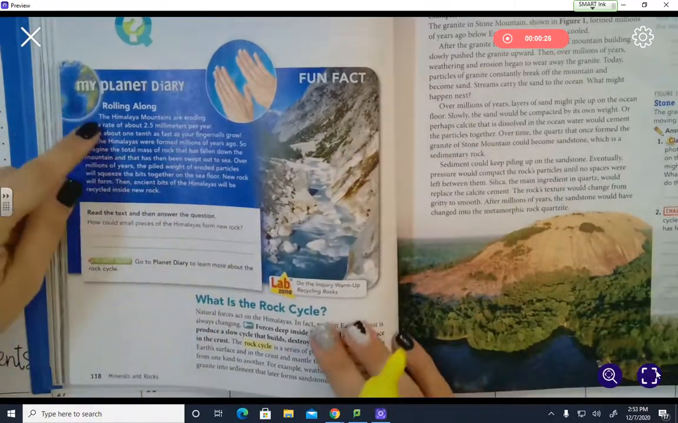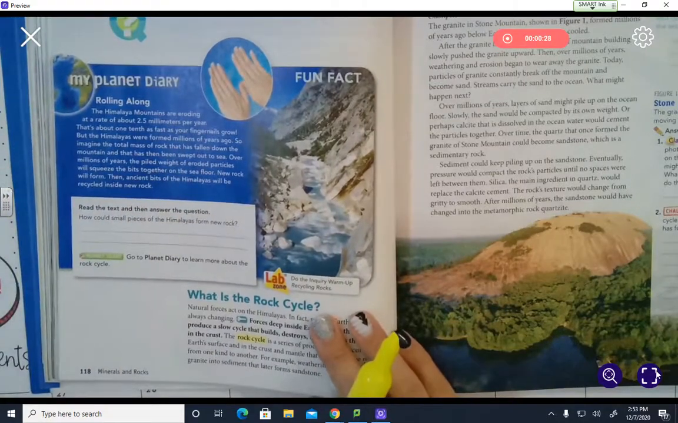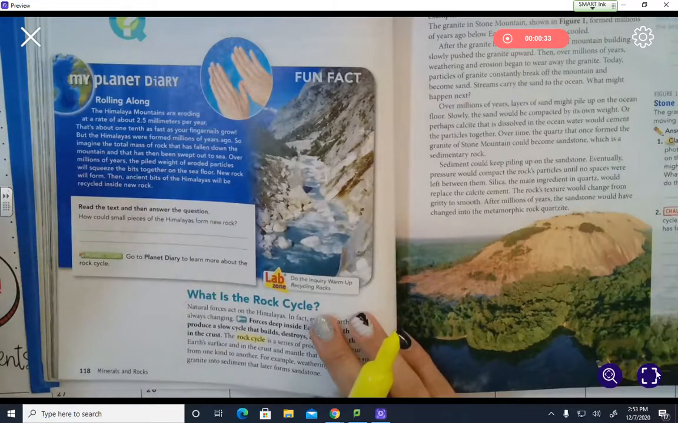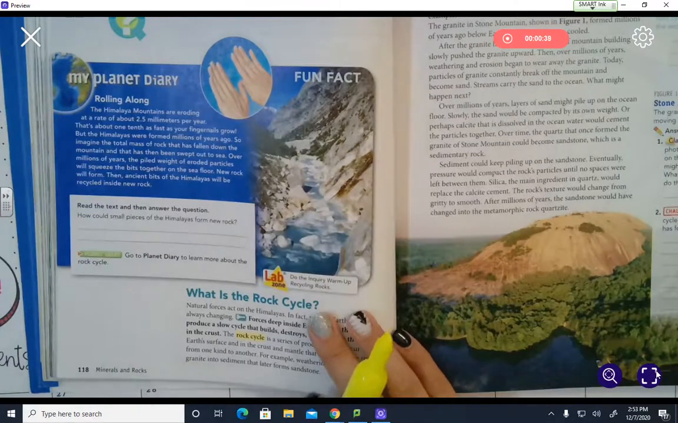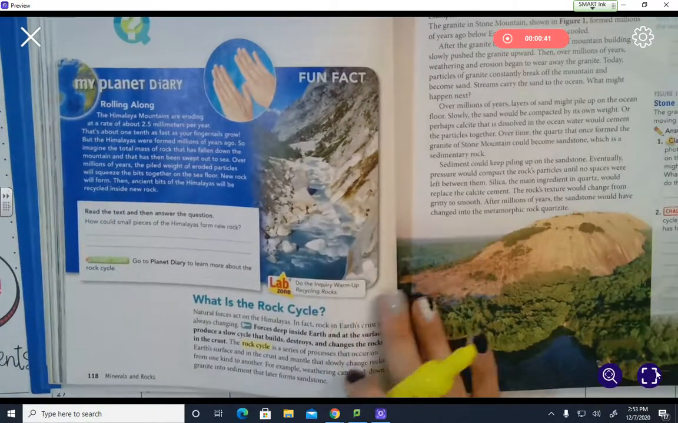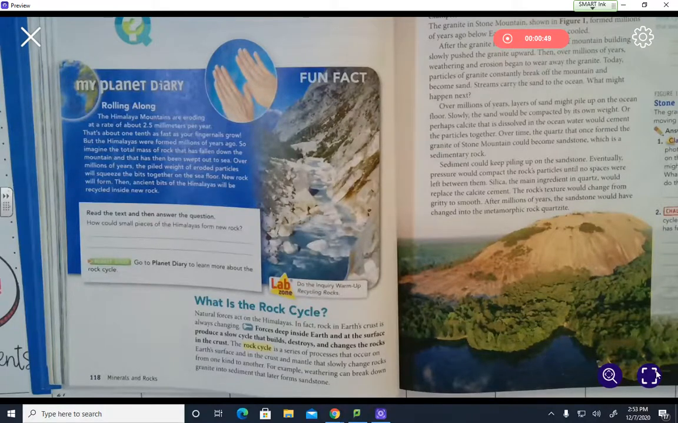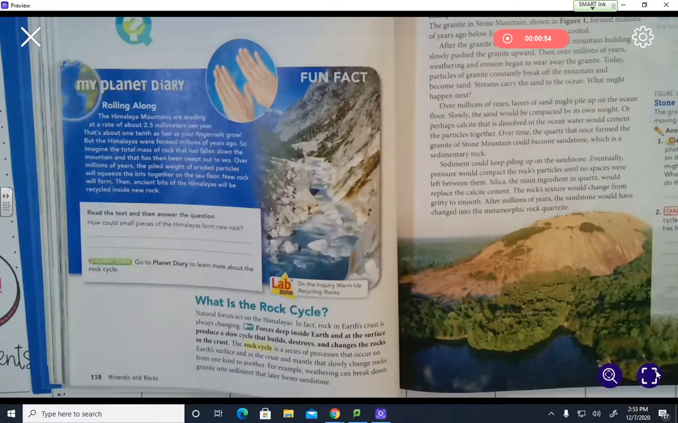Rolling along, the Himalayan mountains are eroding at the rate of about 2.5 millimeters per year. That's about 1/10 as fast as your fingernails grow. But the Himalayas were formed millions of years ago. So imagine the total mass of the rock that has fallen down the mountain and that has been swept out to sea. Over millions of years, the piled weight of eroded particles will squeeze the bits together on the ocean floor. New rock will form. Then ancient bits of the Himalayas will be recycled into new rock.